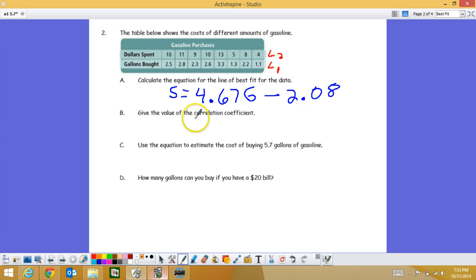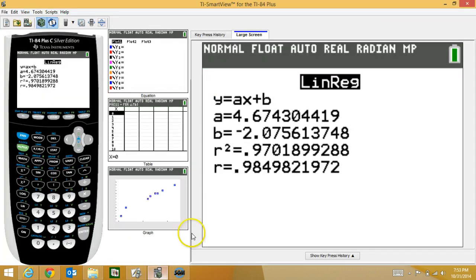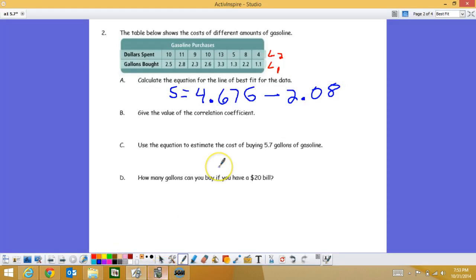To give the value of the correlation coefficient, again, we look back at the calculator, and it's the r value, 0.984. So we have r value is approximately 0.984. And this data fits a line a little bit better than the data in the previous example.